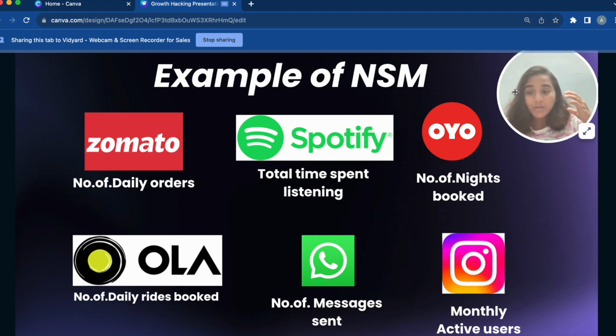Obviously, for Zomato, when they increase the number of orders, they increase the revenue. When it's Oyo, when they increase the number of nights booked, they increase the revenue. When it's WhatsApp, when they increase the number of messages sent, they increase the revenue. I hope you understood what NSM exactly is.